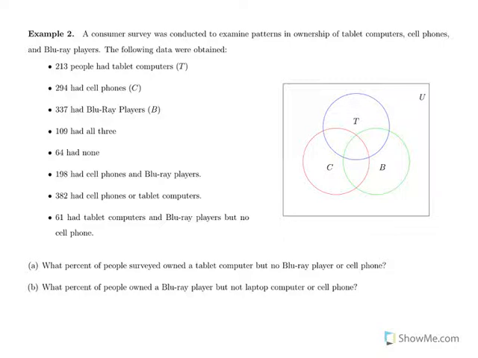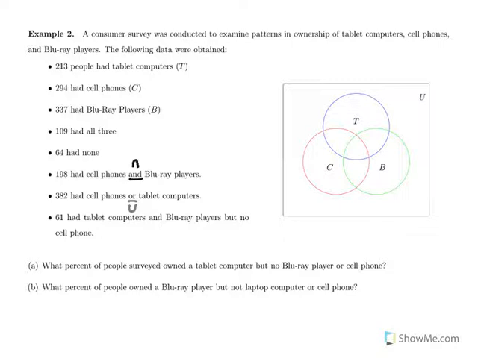109 had all 3, 64 had none, 198 had cell phones and Blu-ray players. Remember, here we are looking at an intersection. 382 had cell phones or tablet computers, that is, or is a union. 61 had tablet computers and Blu-ray players, but no cell phone. Now we're looking for what percent of people surveyed owned a tablet computer, but no Blu-ray player or cell phone, and what percent of people owned a Blu-ray player, but no laptop or cell phone.